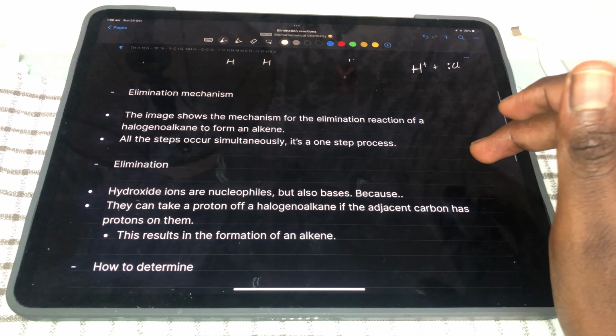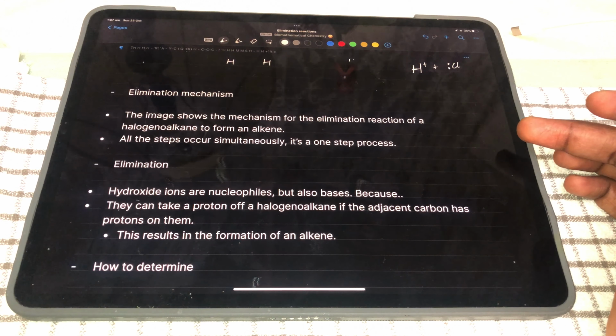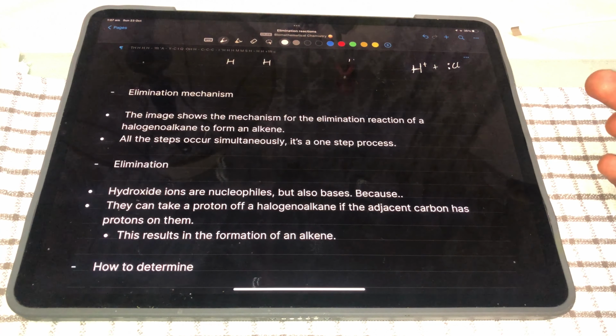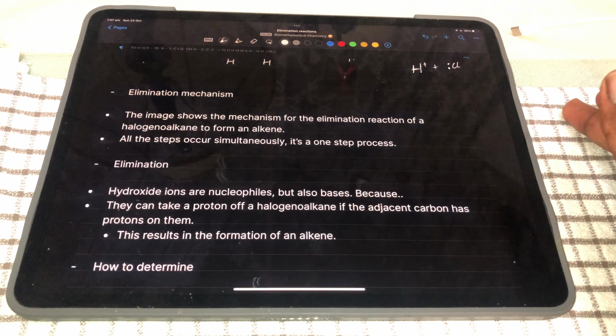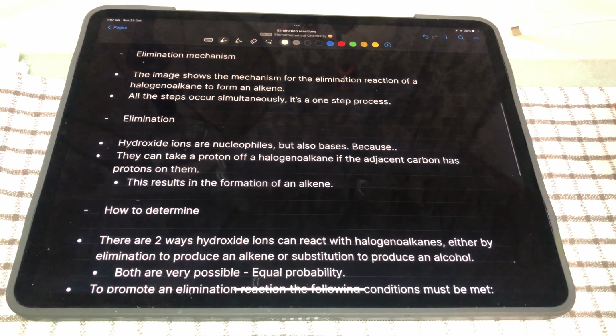Elimination. So hydroxide ions are nucleophiles, but they're also basic. Obviously, hydroxide ions, OH minus, can neutralize acids by reacting with H+ to form water. One of the properties of bases is that they can neutralize acids. So hydroxide ions are nucleophiles, but at the same time they're also bases. They can take a proton off a halogenoalkane if the adjacent carbon has protons on it. And this results in the formation of an alkene.